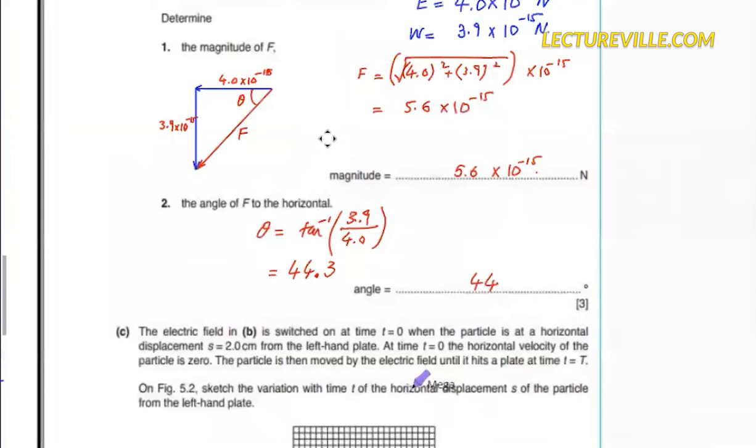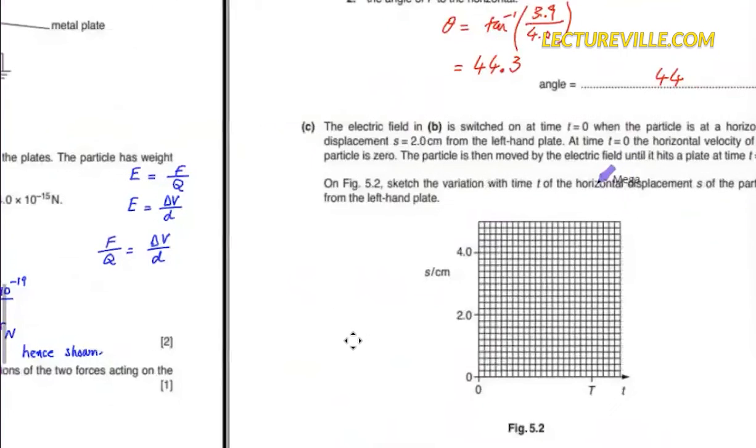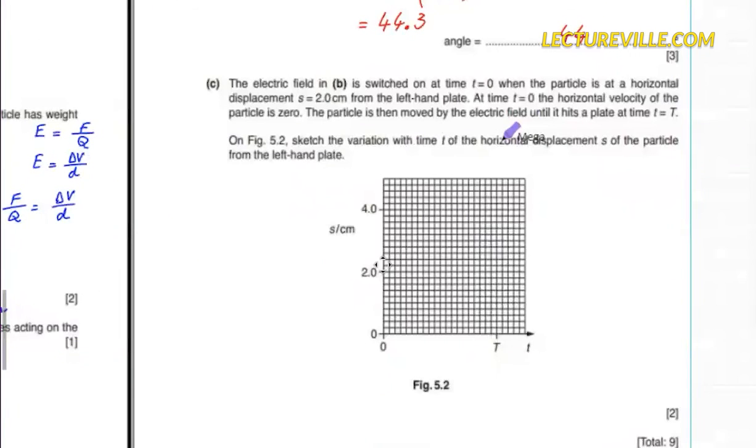So what was the total distance between the plates? 4 centimeter. So at t equal to 0, it was at 2. At t equals this, this is the point. So this is where it is supposed to be.